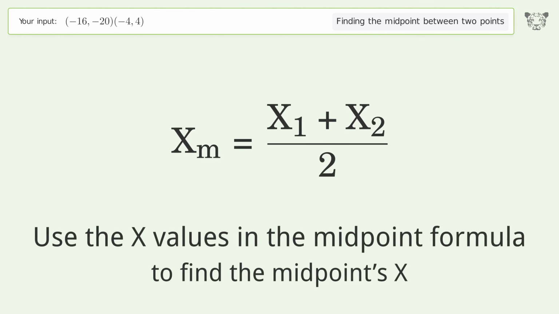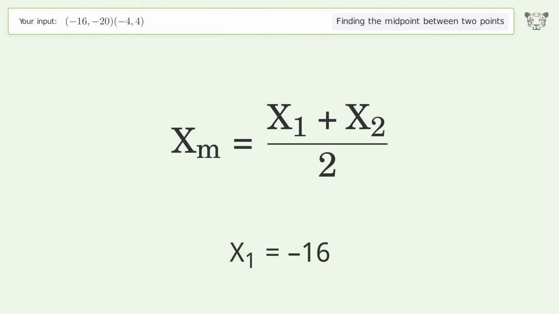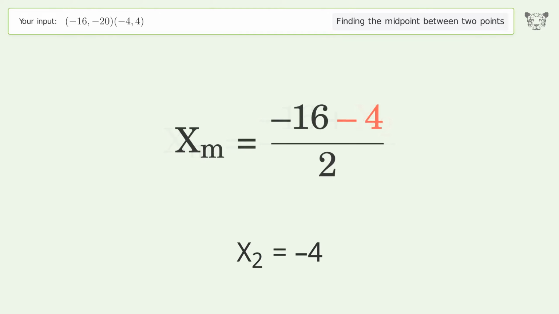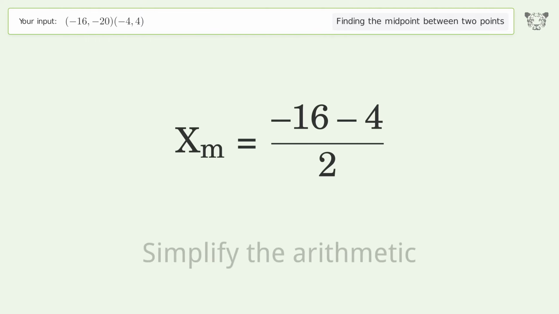Use the x values in the midpoint formula to find the midpoint's x. x1 equals -16. x2 equals -4. Simplify the arithmetic.